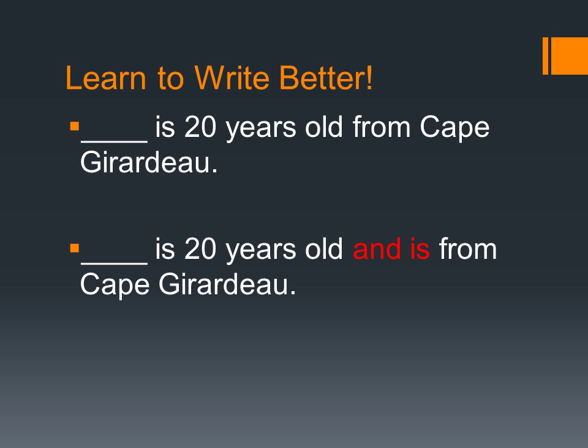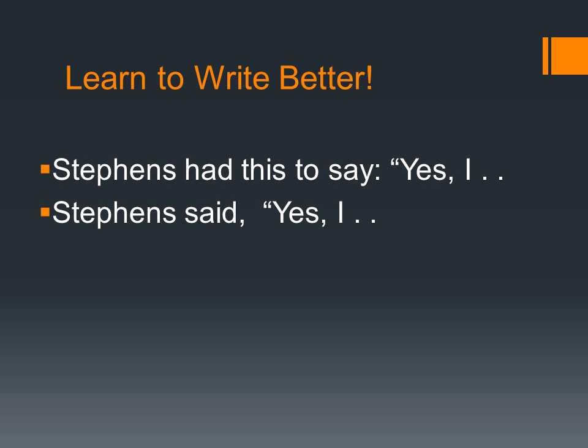Some more writing examples. "Blank is 20 years old from Cape Girardeau." Well, that's not correctly structured as a sentence. "Blank is 20 years old and is from Cape Girardeau." "Stevens had this to say: Yes, I..." Well, we go back to early in this lesson when we said that the word said is the preferred way of indicating attribution. A very simple statement: Stevens said, yes, I.